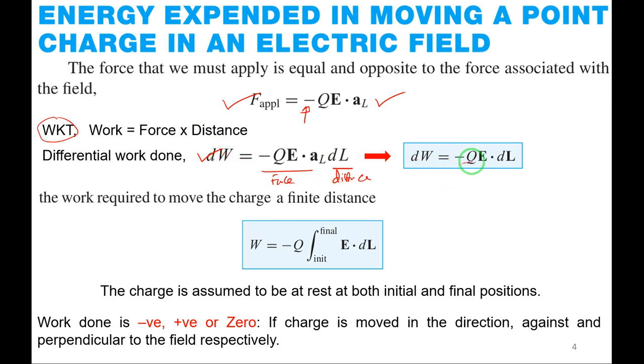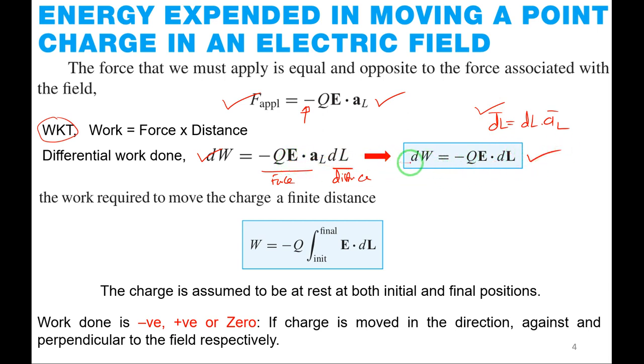So this can be written in the form of a dot product, minus Q E dot dl. See here, what is the dl vector? The magnitude dl into the unit vector al, dl into al. This dl into al is nothing but the dl vector. So E vector dot dl vector. I hope you understood this, right?